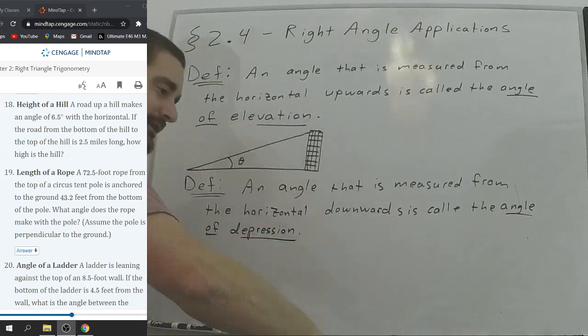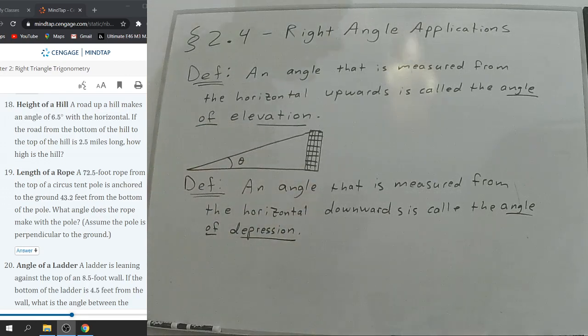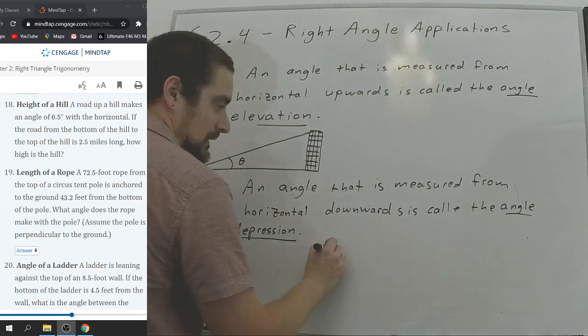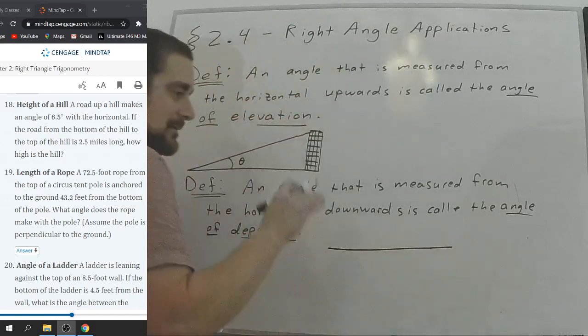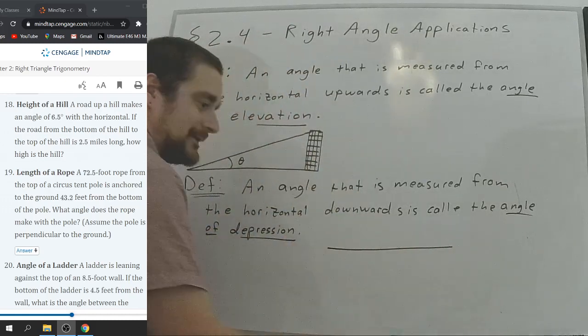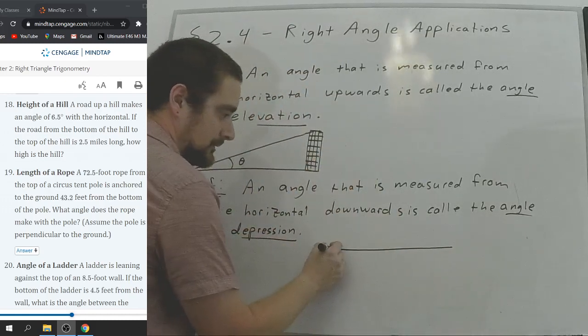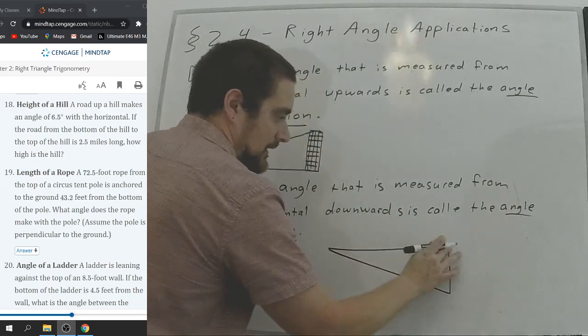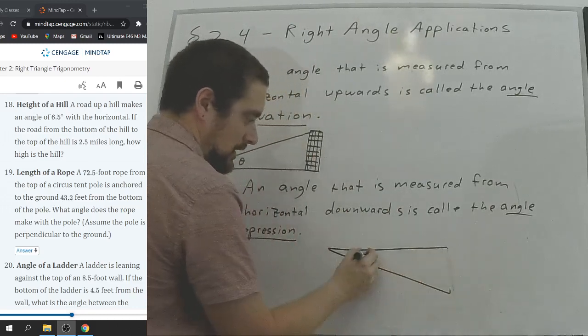Think about when you depress a button, or some people just say press a button, right? That angle of depression. This time we would be staring out at the horizon, but maybe we're looking down a trench or down into the water. Then we're talking about some sort of angle of depression.